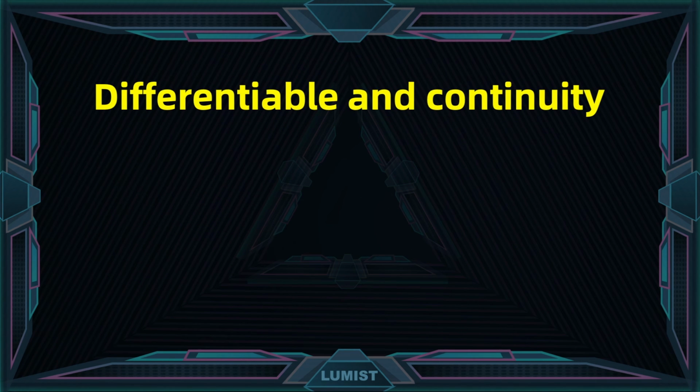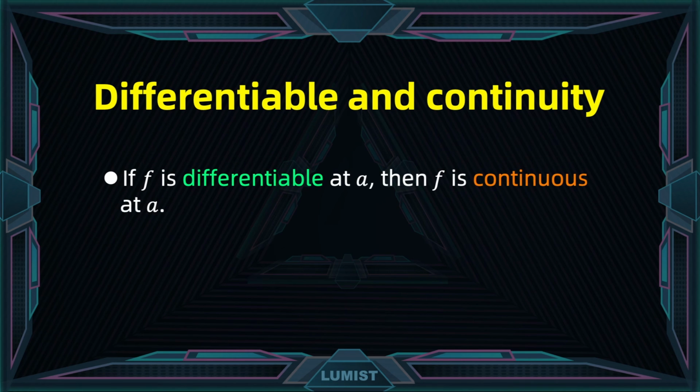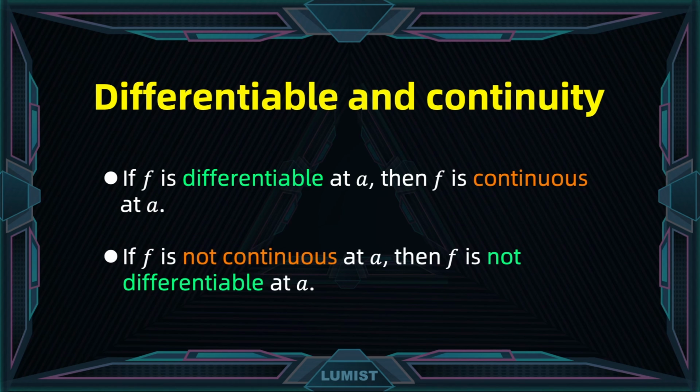Now let us discuss the relationship of differentiability versus continuity. I will definitely discuss this topic further in future videos. But for now, if f is differentiable at point a, then f is continuous at point a. If f is not continuous at a, then f is not differentiable at the point a.